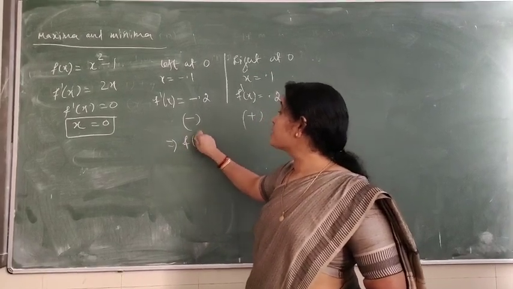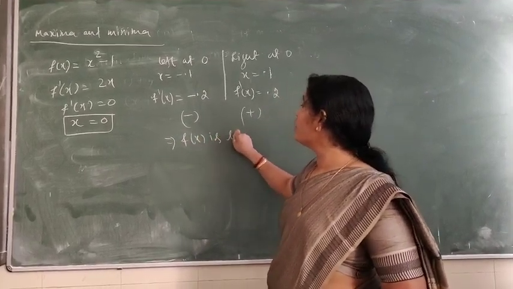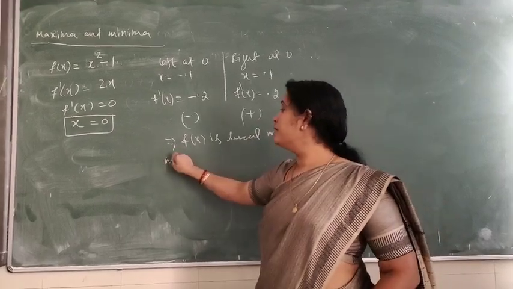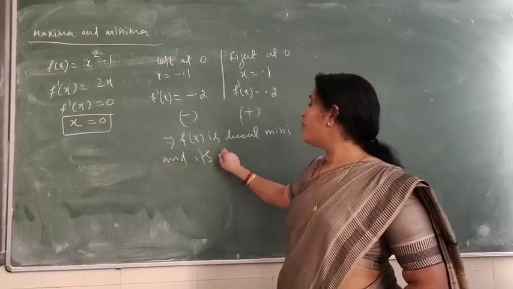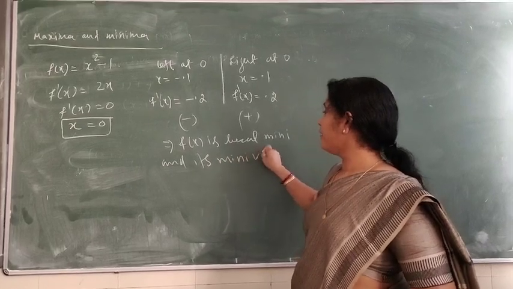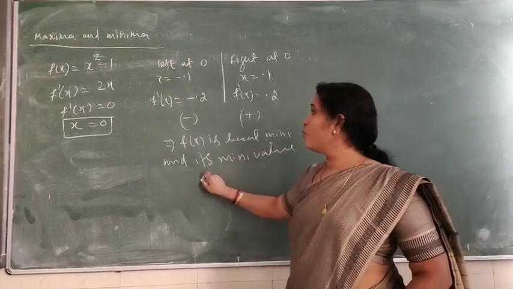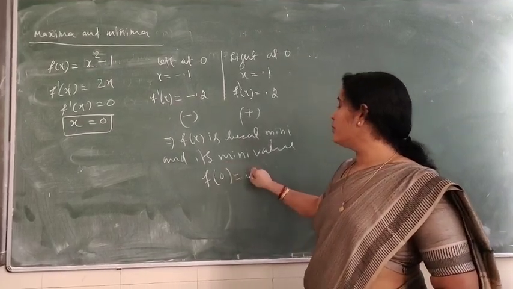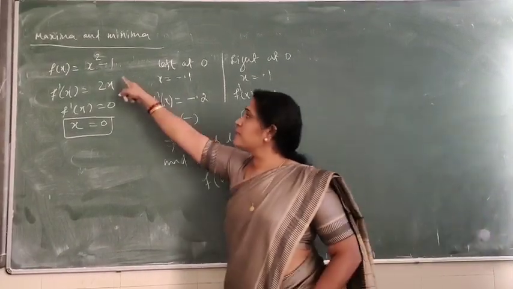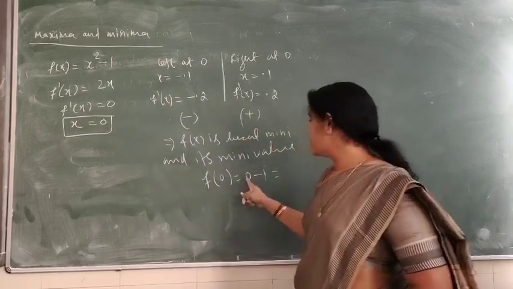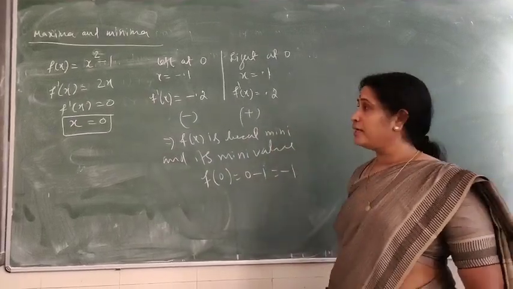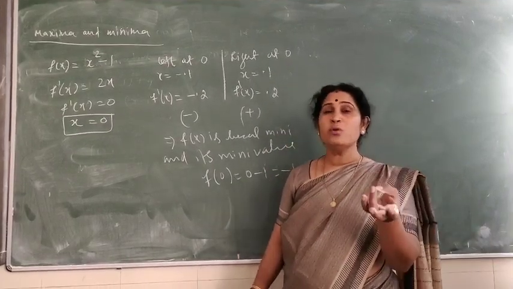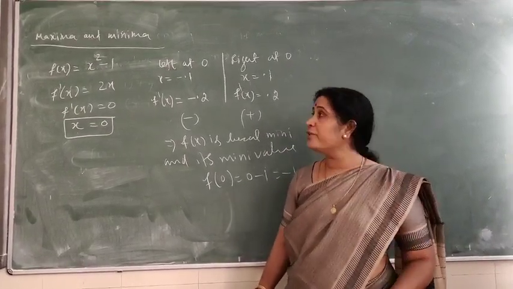This implies f of x has a local minimum, and we want its minimum value. At which point? f of 0 equals 0 minus 1, that is, substituting here, f of 0 is equal to minus 1. So what I told you, local maxima and local minima, is the first derivative test.